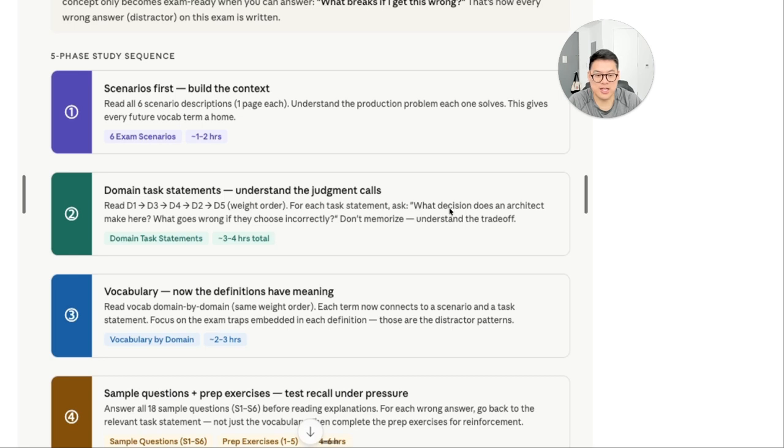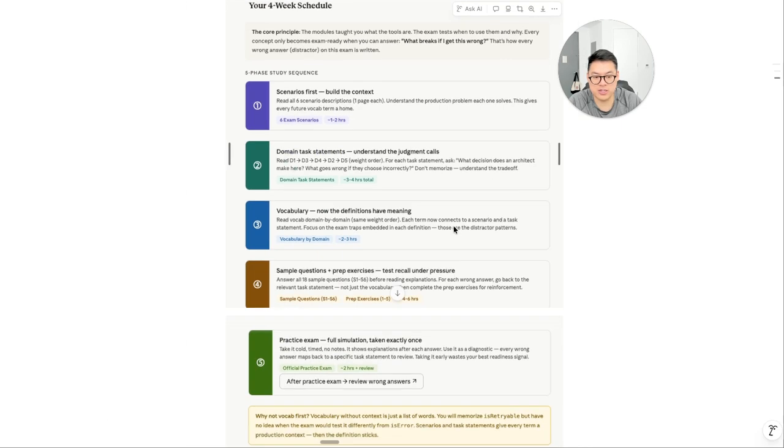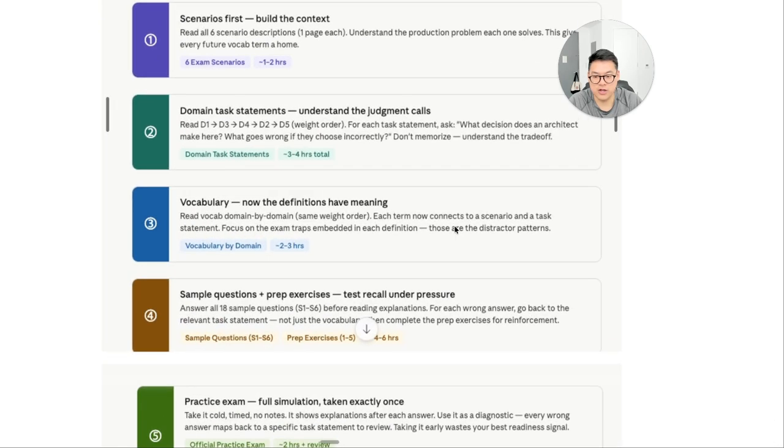For each task statement, what decision does the architect make here? What goes wrong if they choose incorrectly? Don't memorize, understand the trade-off. Okay, vocabulary. Now the definitions have meaning.